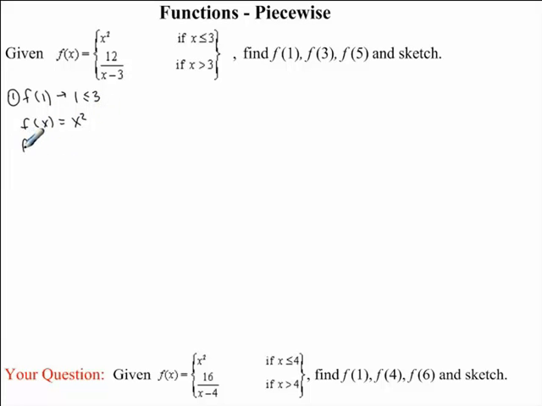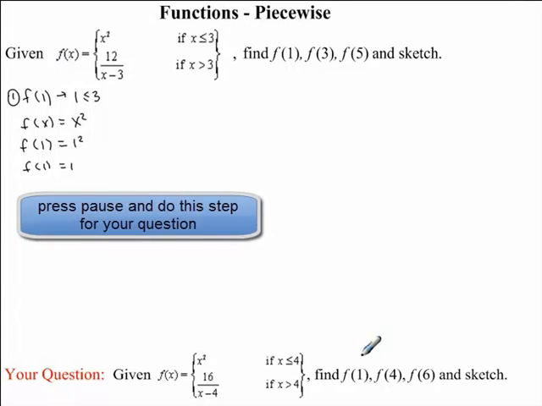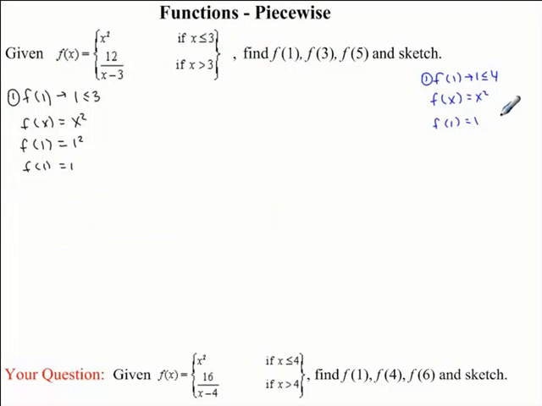Evaluating for f of 1, we're going to substitute 1 in for our x. So we have f of 1 is equal to 1 squared. So finally our answer, f of 1 is equal to 1 squared, is simply 1. I want you to now solve for f of 1 in your question. Here's the answer you should have got.